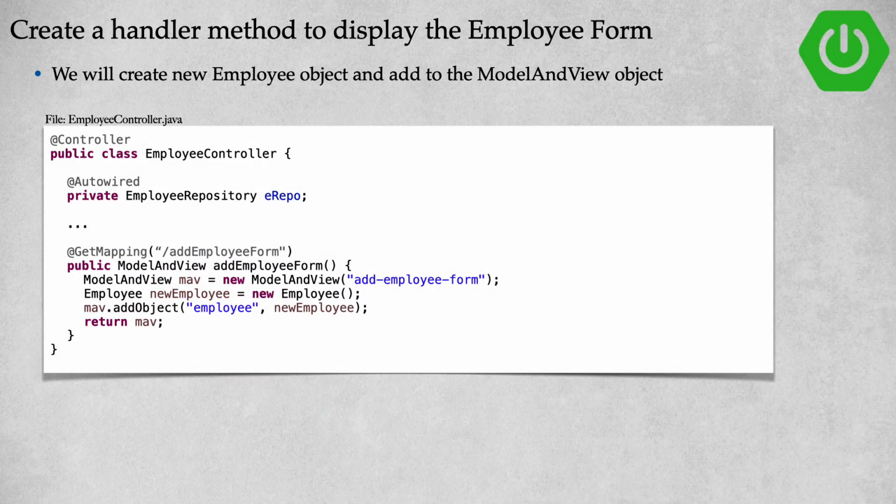Next, we are going to create a handler method inside the employee controller, and we're going to map the URI /add-employee-form. We're going to create a model and view object, and to the model and view object constructor, we are going to pass the Thymeleaf template name, which is add-employee-form, and we're going to create the employee object, and that employee object we will add to the model and view object, and finally we will return the model and view object.